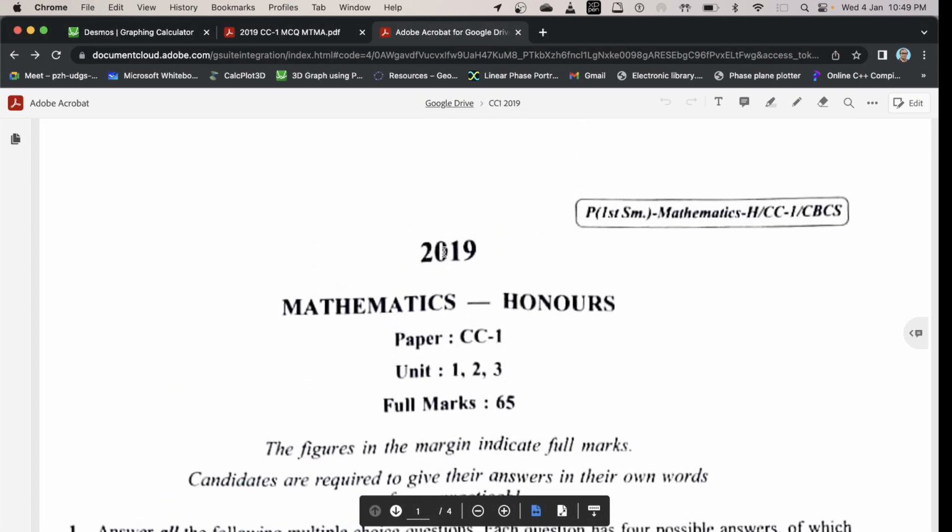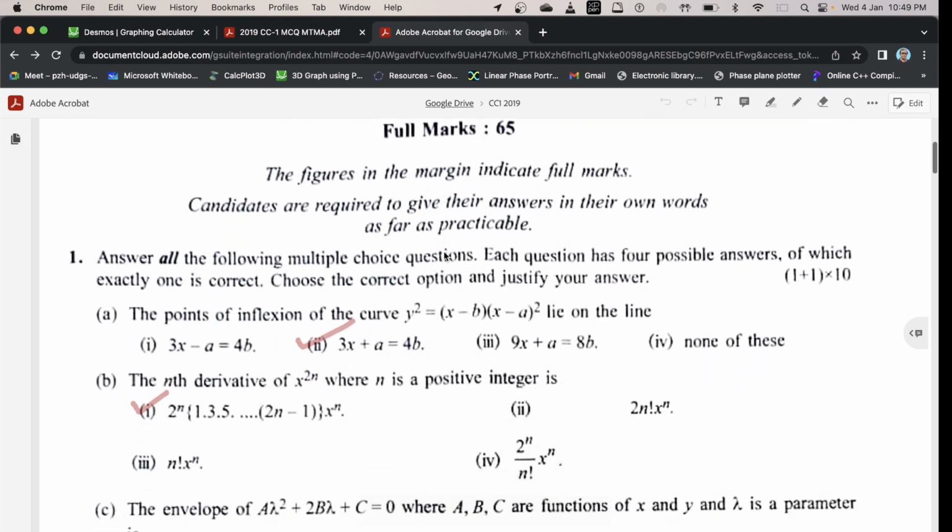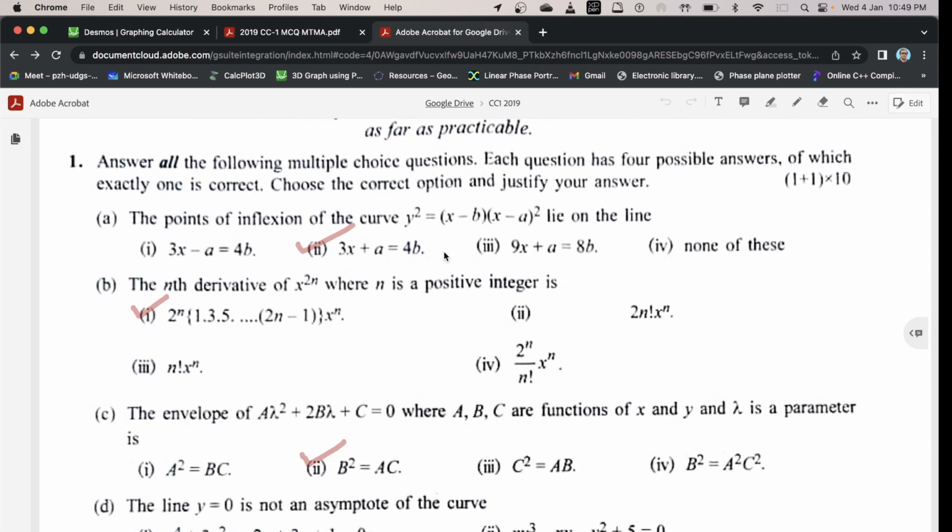Here, 2019 paper CC-1. First question: the points of inflection of the curve y square equal to (x minus b) into (x minus a) whole square lie on the line. Correct option is 2, 3x plus a equal to 4b.